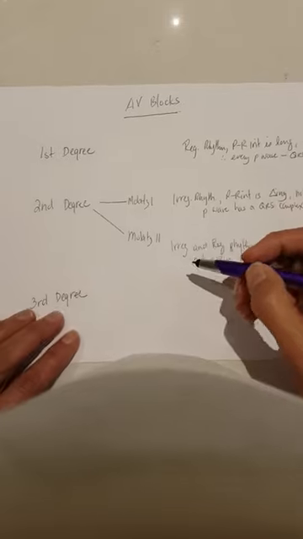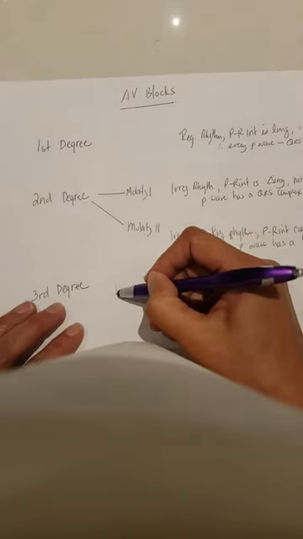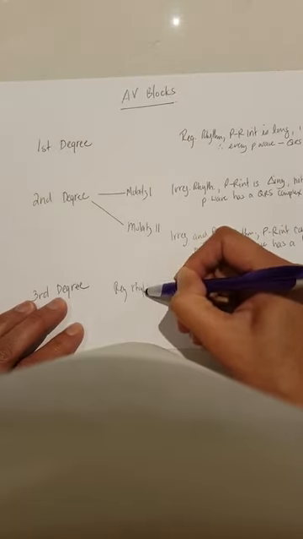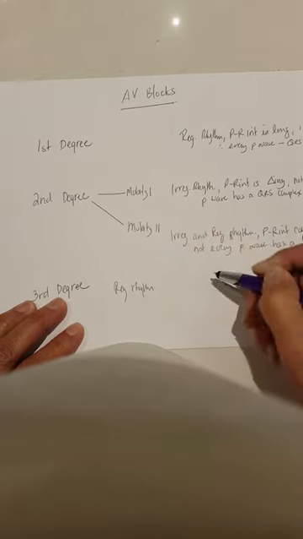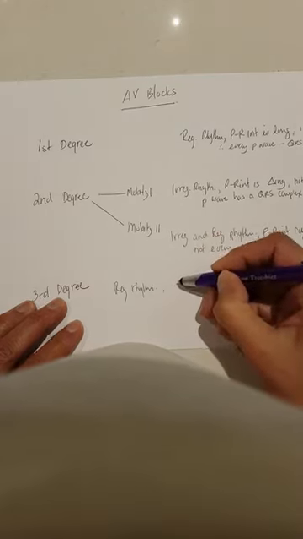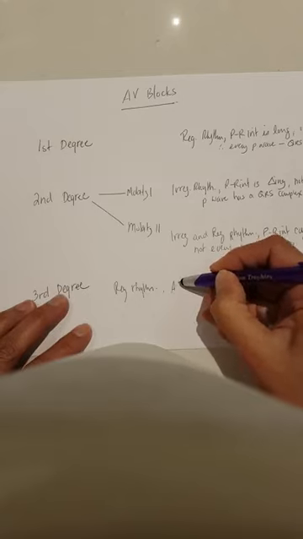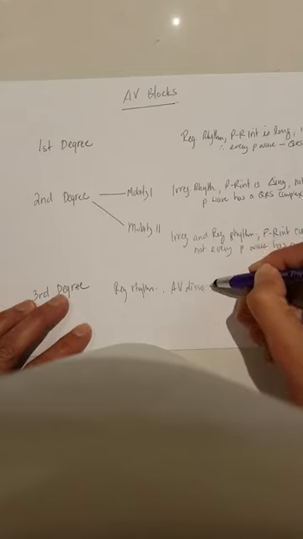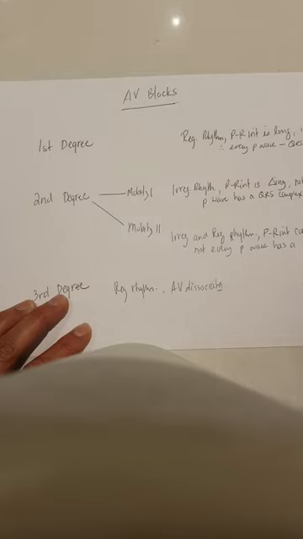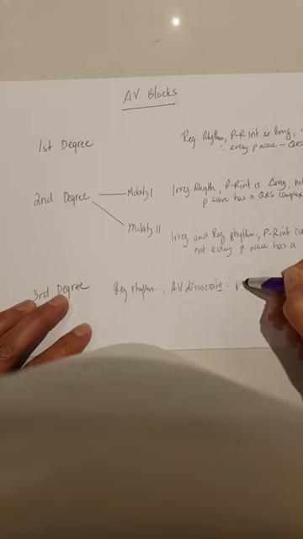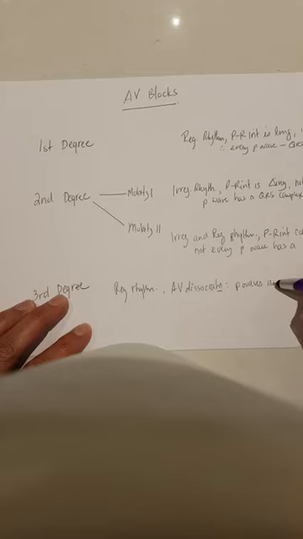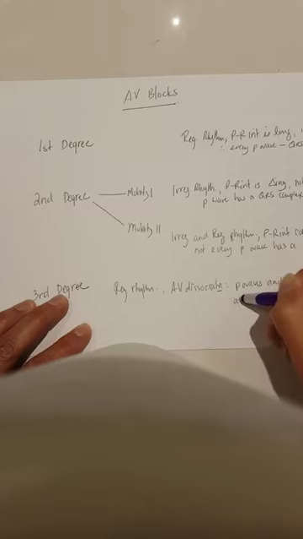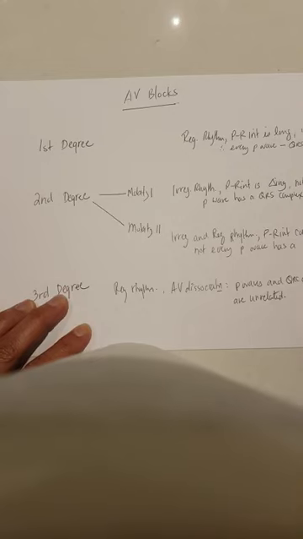Down here for third degree, this is a regular rhythm. And what you have down here in terms of the PR interval is actually something called AV dissociation. This is where P waves and QRS complexes are unrelated.